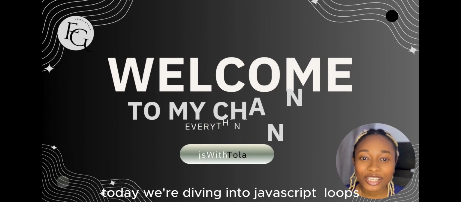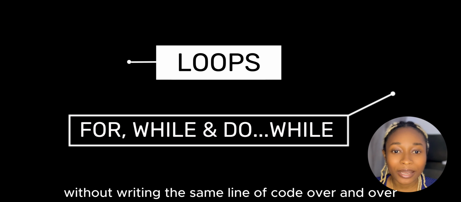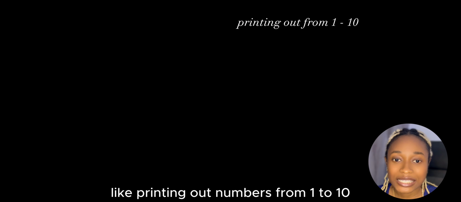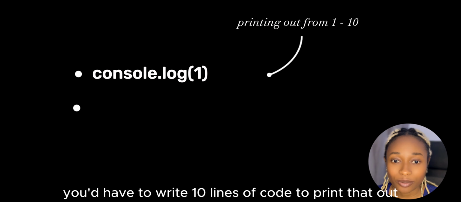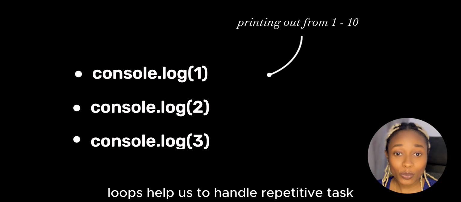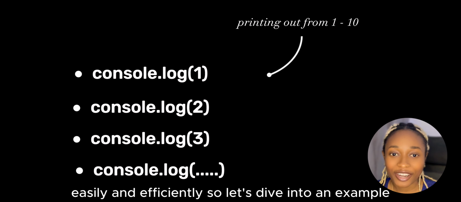Today we're diving into JavaScript loops. Loops are essential tools in programming. They let us repeat actions in our code without rewriting the same line of code over and over. Imagine you need to do a task like printing out numbers from 1 to 10. You'd have to write 10 lines of code to print that out, but that's a lot of work. Loops help us to do repetitive tasks easily and efficiently.